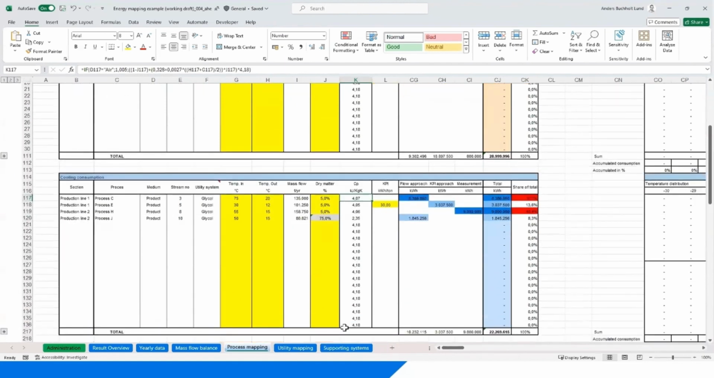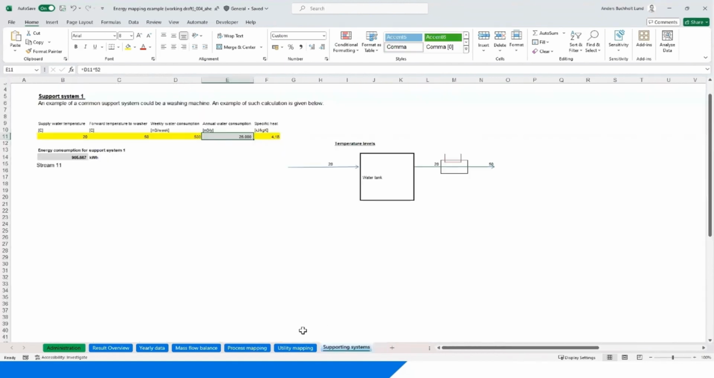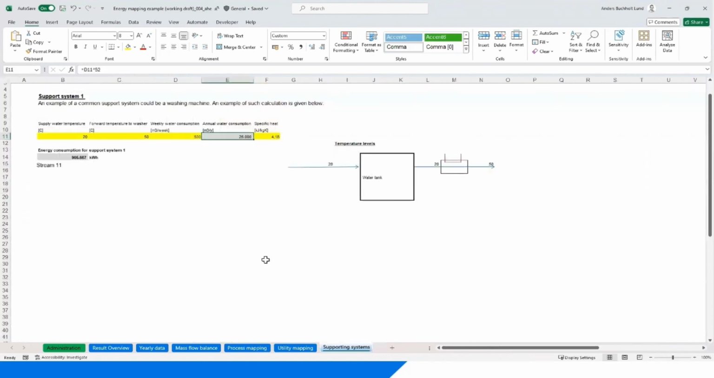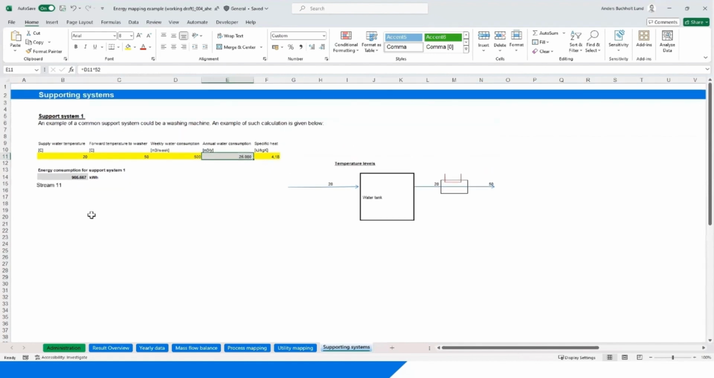So it's not automatically converting or supplying the data you enter here into the process mapping sheet, but you have to do that yourself in order to account for all the different parts of the site. So basically, this is just for any unconventional processes that you might have. So any process that is not done, or any consumption that is not directly linked to the production.